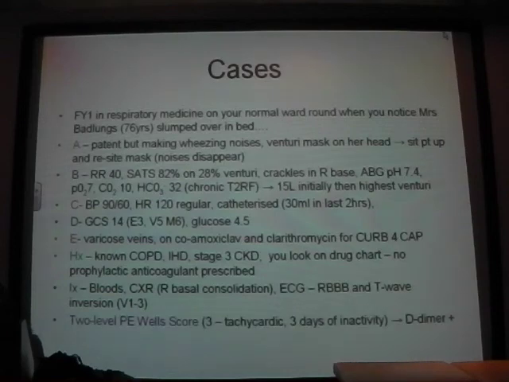Well score. Okay, so you do a Wells score, which is scoring 3, so just less than a 4. So do your D-dimer. Plus.